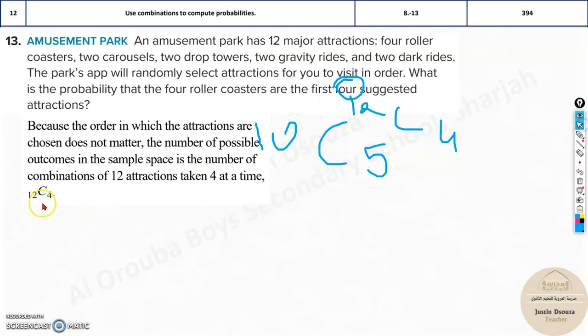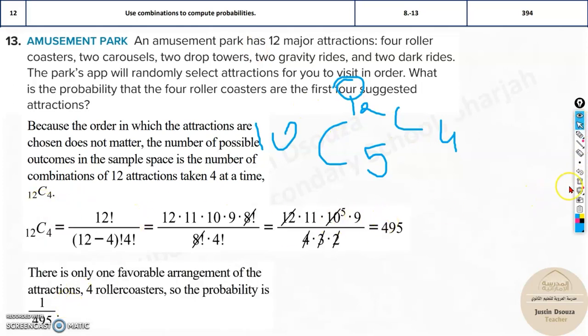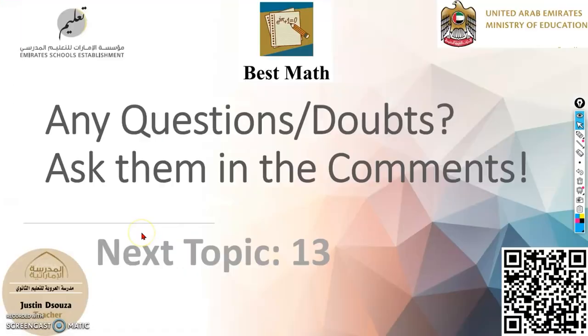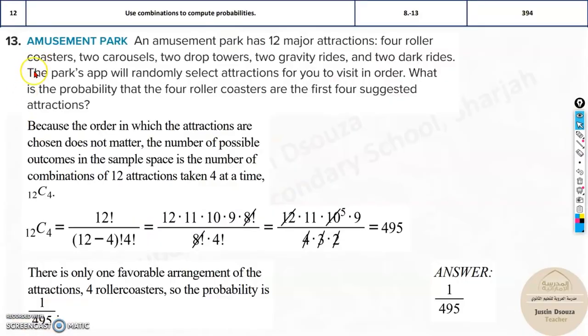12C4 is the answer, and that must be divided by 1. And that's it. That is the answer. I hope this is clear. Combinations are only asked, so directly you can use the combination and solve these problems. 1 by 495 is the answer. That's the end of the topic number 12.